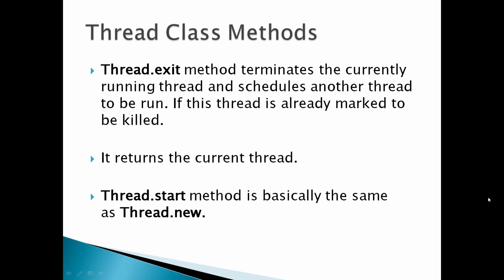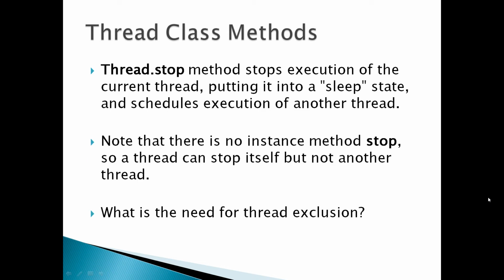The Thread.start method is basically the same as Thread.new. The Thread.stop method stops execution of the current thread, putting it into a sleep state, and schedules execution for another thread. Note that there's no instance method stop, so a thread can stop itself, but not another thread.